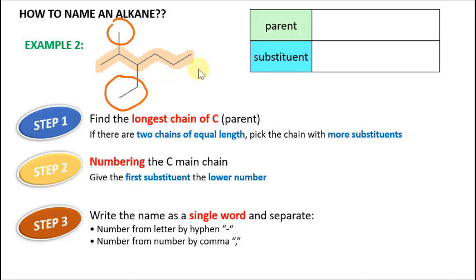And then next step, number our longest carbon chain. Okay, so we are going to give the first substituent the lowest number.